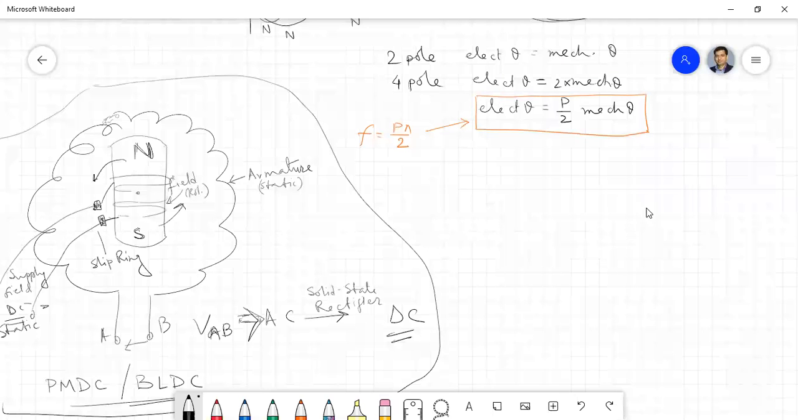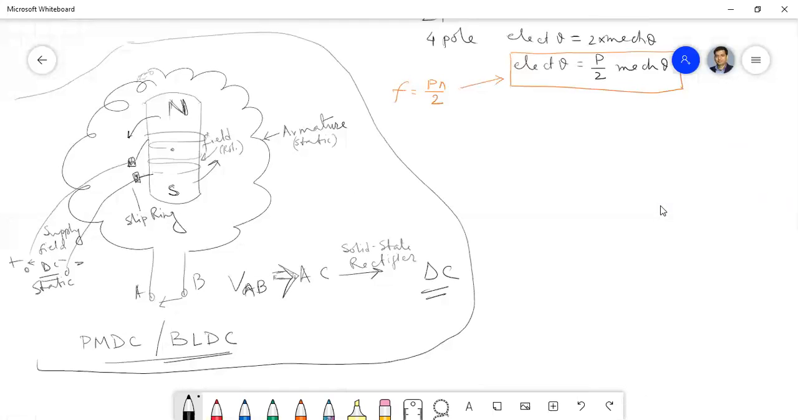So in this case, if we provided an AC field supply, then we would not have to rotate the electromagnet.